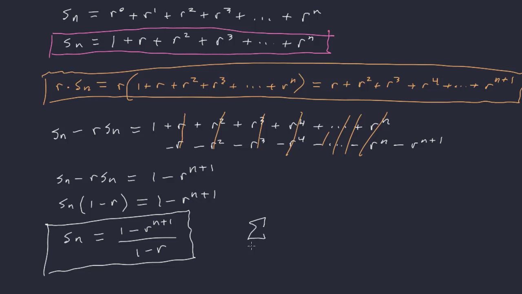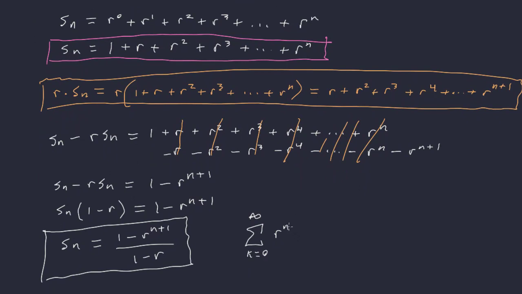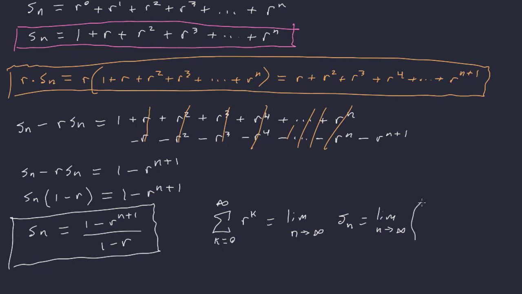Because remember, the full series, k going from 0 to infinity of r to the k, remember, is going to be the limit as capital N goes to infinity, and I could use the lowercase n here, it doesn't have to be the uppercase N, of Sn. But Sn we found was that, so this series will be the limit as n goes to infinity of 1 minus r to the n plus 1 all over 1 minus r.